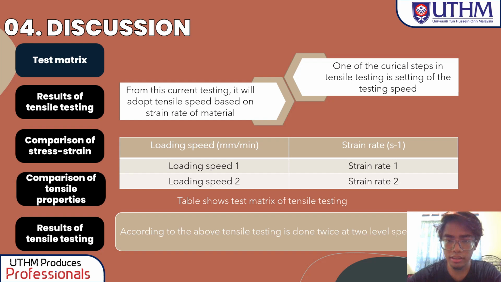One of the critical steps in tensile testing is the testing speed. From this current testing, we adapt the tensile speed based on the standard of the material. As we can see in the table, the loading speed is in unit mm per minute and the strain rate in s-1. According to the table, the tensile testing is done at twice the level of speed and strain rate.